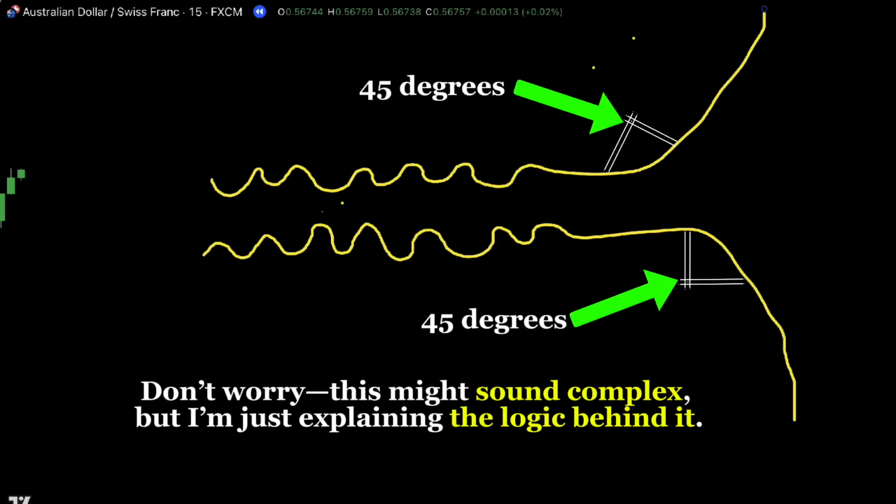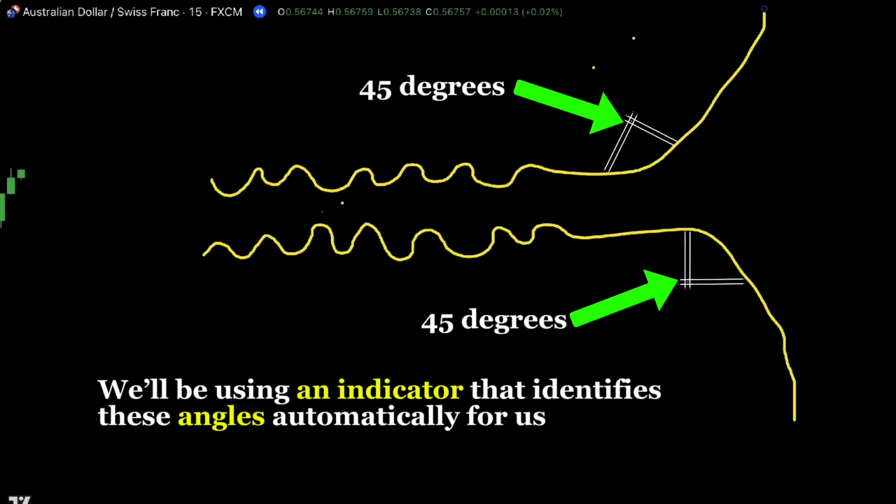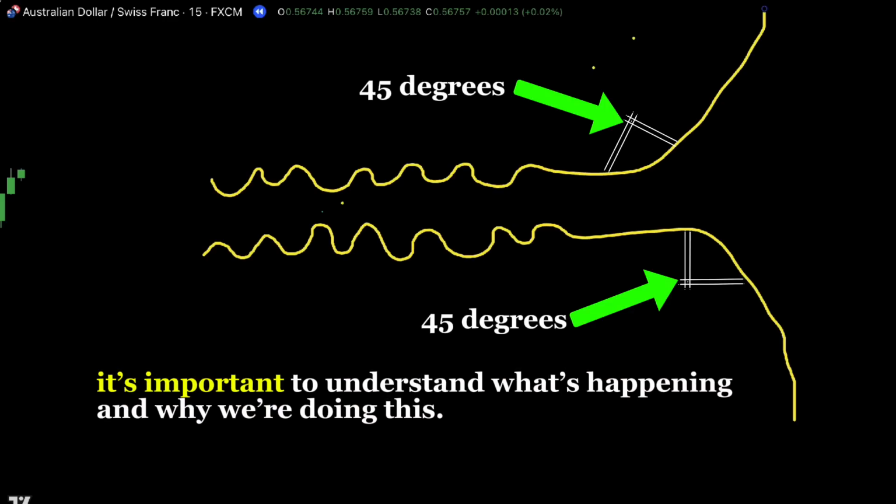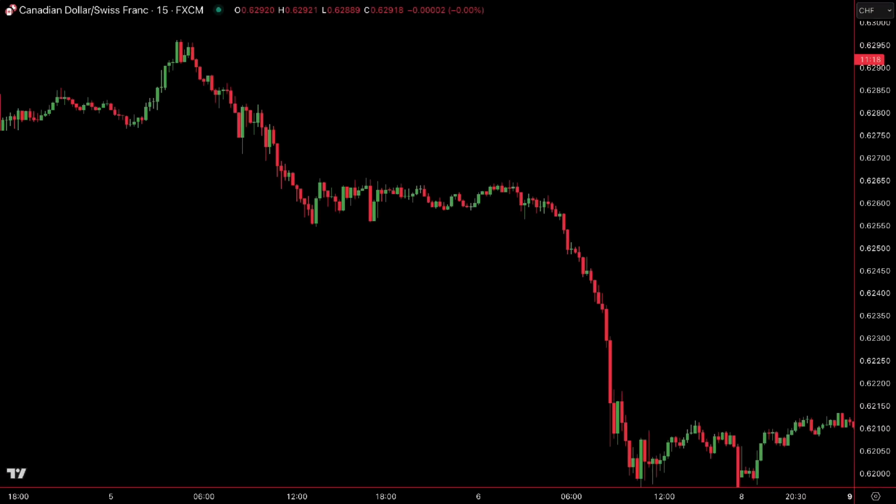Now don't worry, this might sound complex, but I'm just explaining the logic behind it. We'll be using an indicator that identifies these angles automatically for us. Still, it's important to understand what's happening and why we're doing this. Let's see how this strategy works on a real chart, and I'll walk you through it step by step.